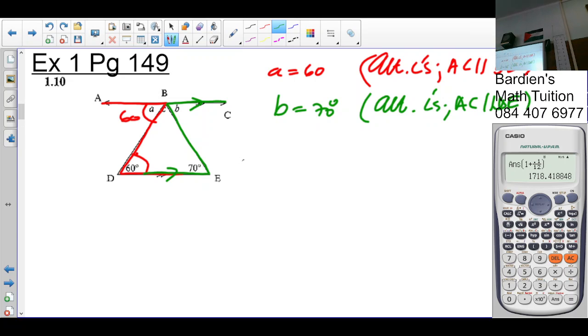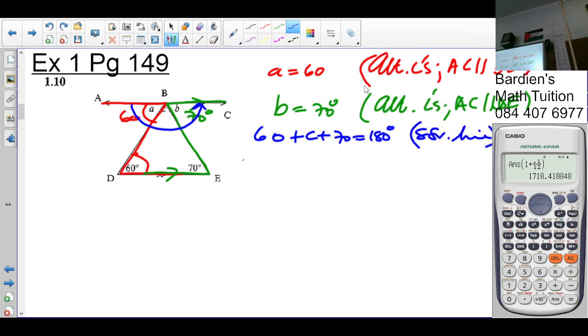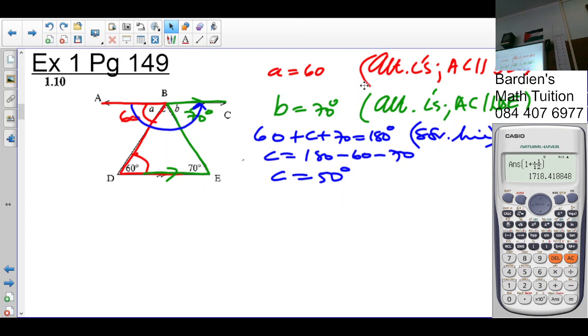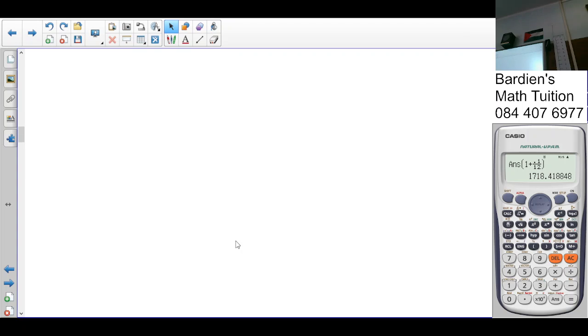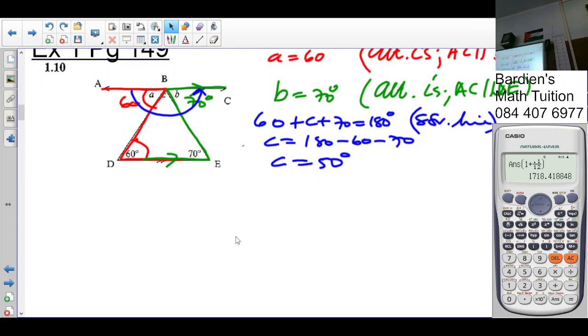One more. C equals? Why? Straight line. Can you see that? So 60 plus C plus 70 equals 180, angles in a straight line. So C is equal to 180 minus 60 is 120, minus 70 is 50. Okay? So that's the last of it for now. Right.